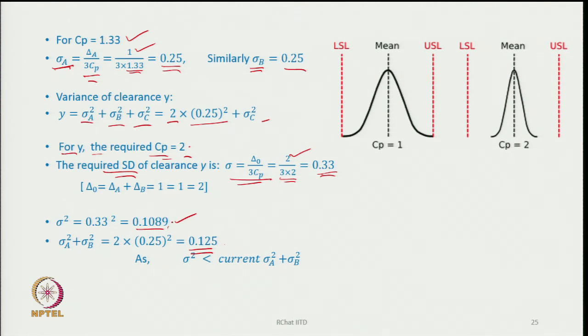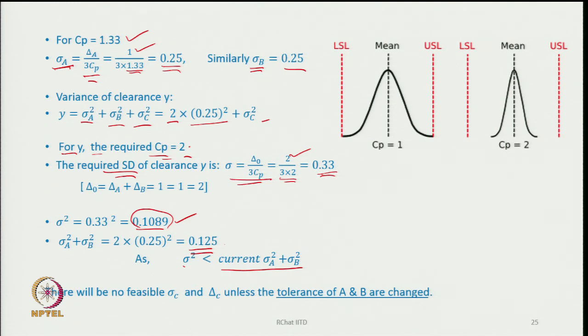This sigma square is less than current sigma square A plus sigma square B, and therefore, there will be no feasible sigma C and delta C unless the tolerance of A and B are changed. We are not getting a solution, because on one side we want this to be satisfied, and the value of the variance of y, this is basically not y, this is the variance of y. So, this will be sigma square y.